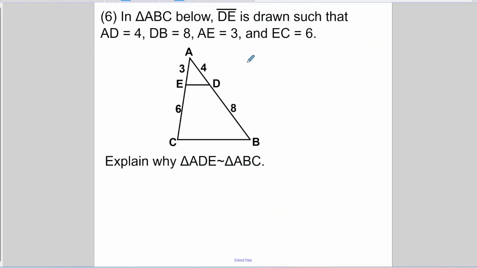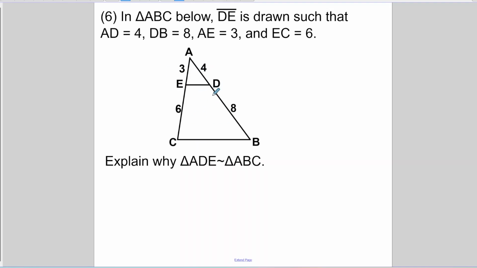So this will be our last question. We have triangle ABC below, and then we have segment DE is drawn such that AD is equal to 4, DB equals 8, AE equals 3, and then we have EC is equal to 6. And you have to explain why triangle ADE is similar to triangle ABC.